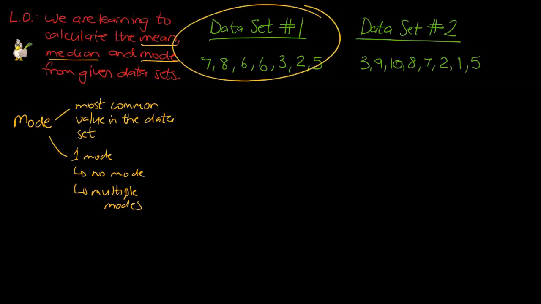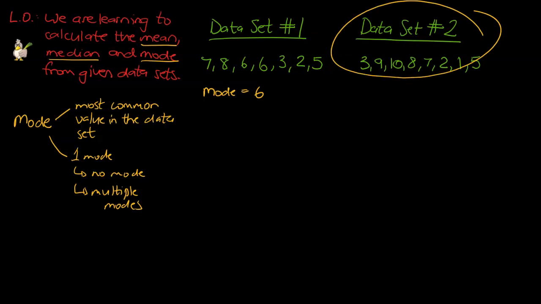So let's have a look at data set number 1 just to check. And I can see the value number 6 coming up twice, which means the mode here will be equal to 6. And looking at data set number 2 on the right, we can see there's no number coming up more than once. So what that means here is there is no mode.